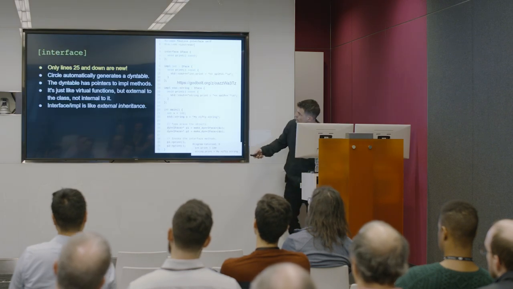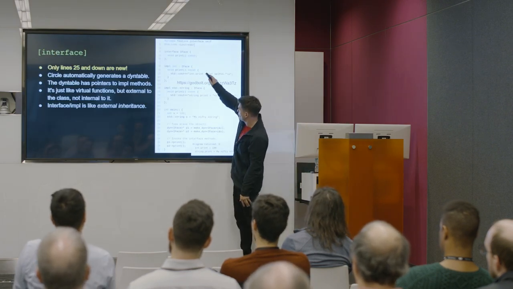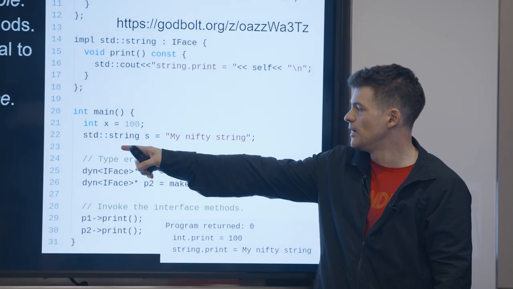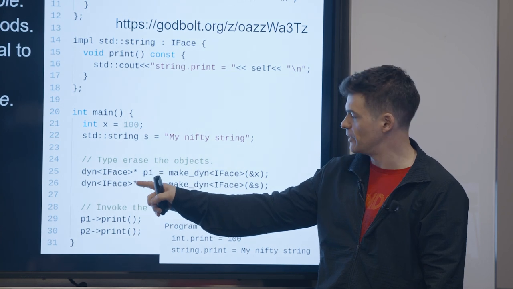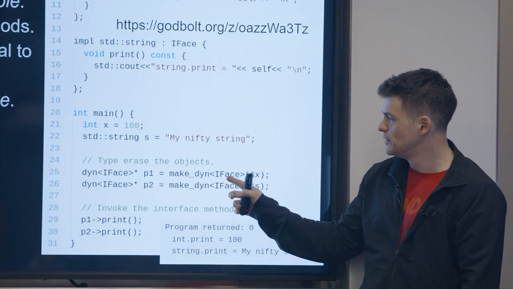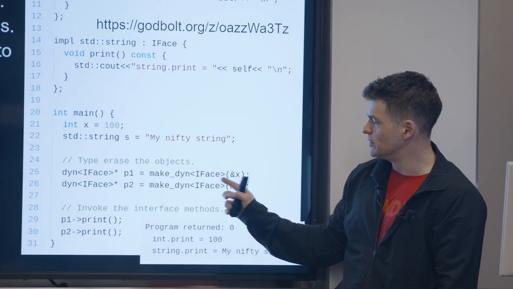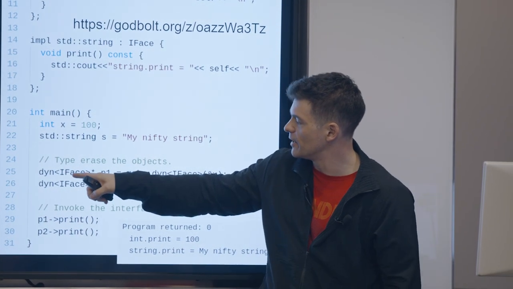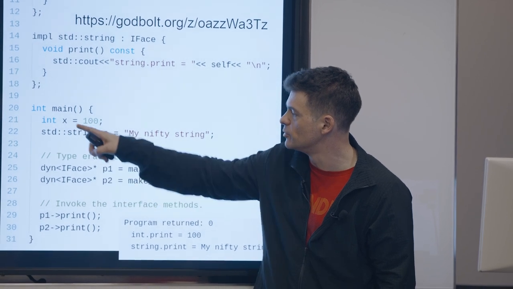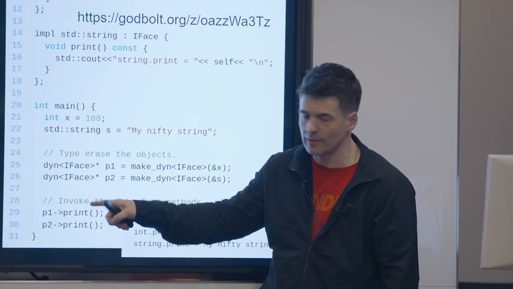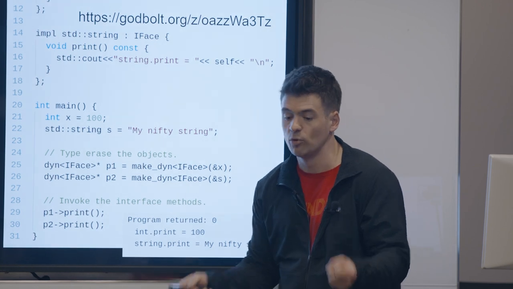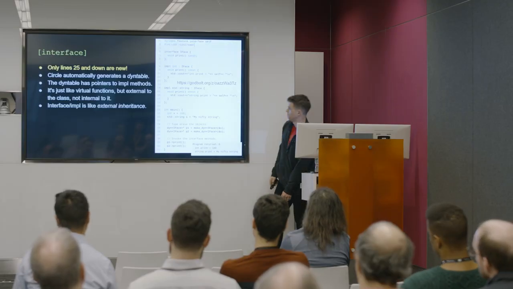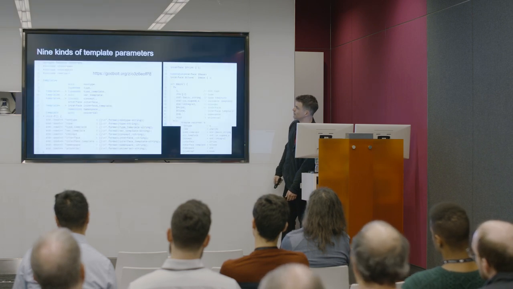Well, let's do it. This stuff I've already showed you in previous slides. Only stuff from line 25 is new. So let's create an integer and a string. Now we're going to type erase the object. So I'm saying make dyn of iface. This requires that this object implements iface, which it does explicitly. And it returns to me a pointer that doesn't have anything to do with int or anything to do with the string. These are type erased. These are abstract base class pointers, but without the base class. And I can invoke them. That's pretty different.